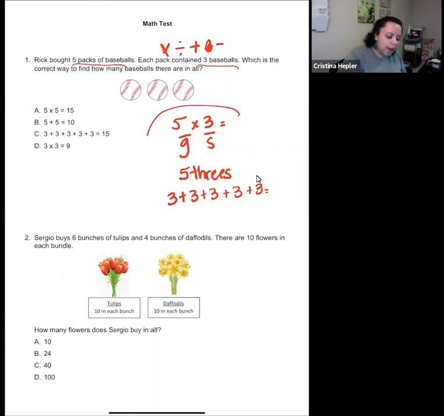Now, do we have 5 times 3 as an option? Is that A, B, C, or D? 5 times 3? Give me a thumbs up. Yes or no? Do you see 5 times 3 anywhere? No, but there's another way that you can show 5 times 3, 5 threes, which is what? Go ahead and type it on the chat. What answer makes the most sense, even though we don't see 5 times 3? Nathan, I want you to write A, B, C, or D.